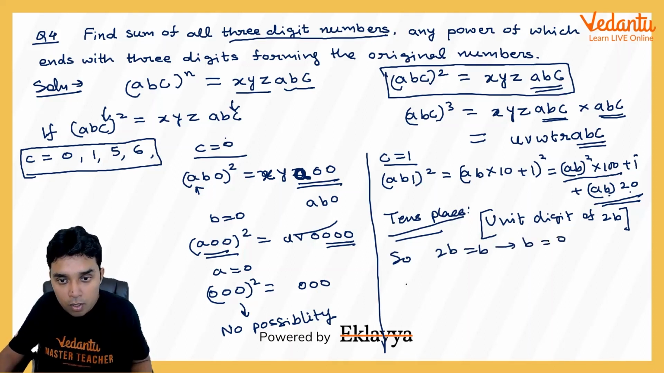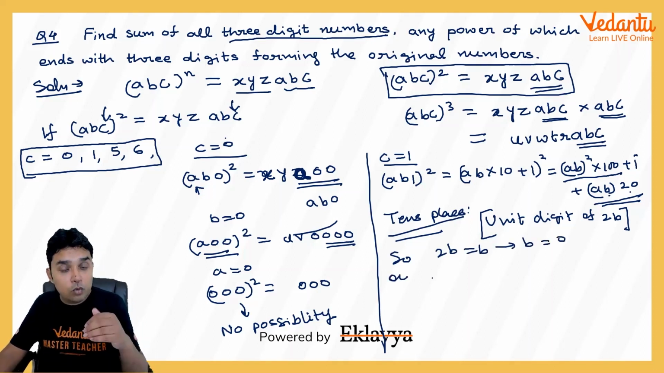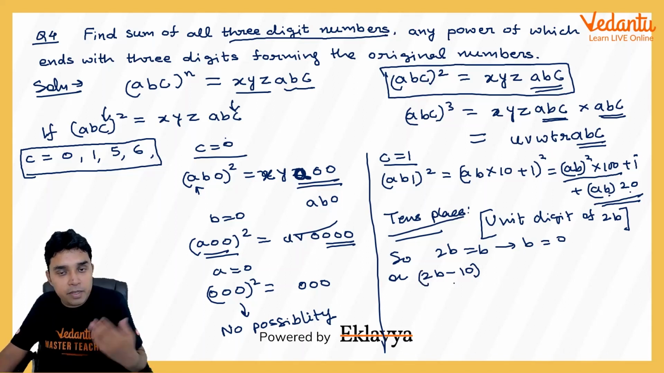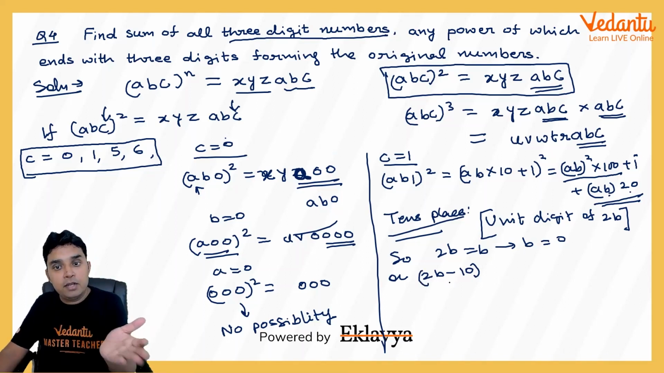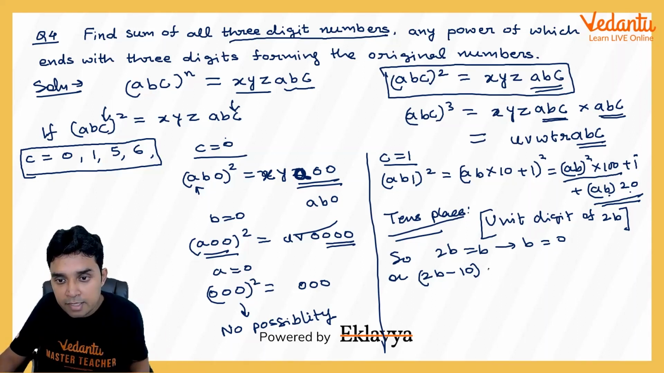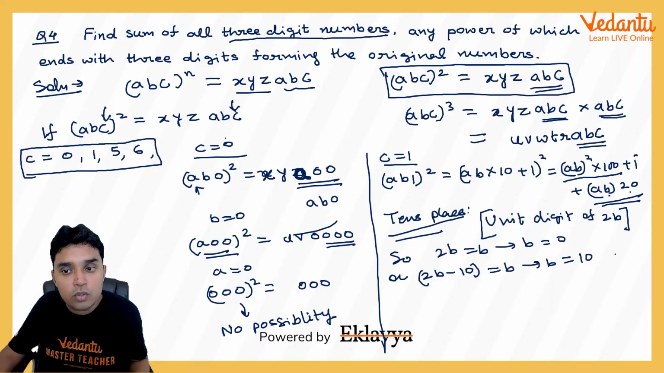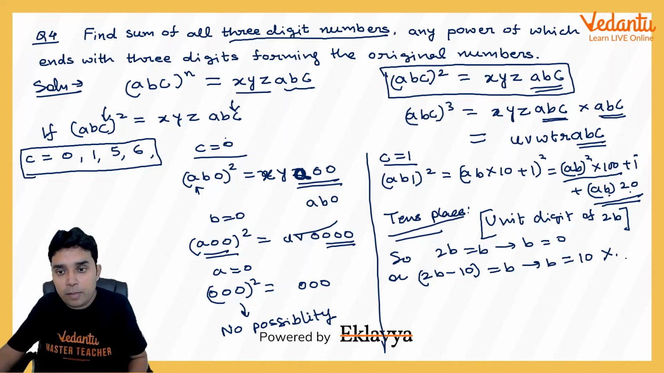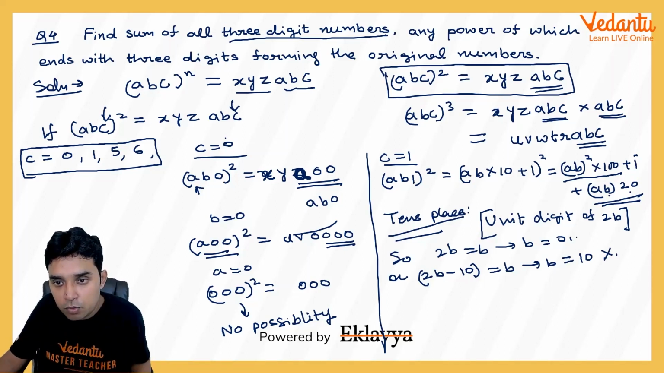or maybe 2b becomes a 2-digit number, then its unit digit will be 2b minus 10, because if b is 5, 6, 7, 8 and you multiply it by 2, then it will be a number greater than 10 but less than 20. So 2b minus 10 will be equal to b, but then we are getting b to be equal to 10, which does not seem to be possible. So the only possibility here is b is equal to 0.